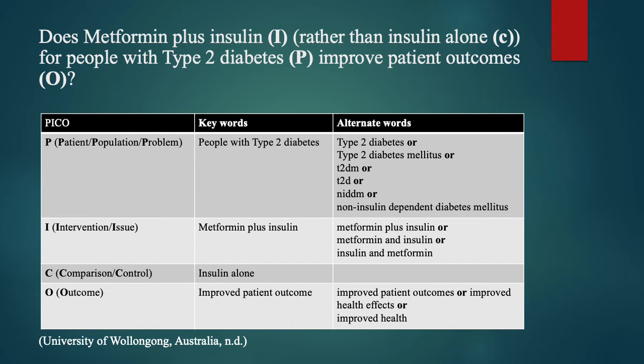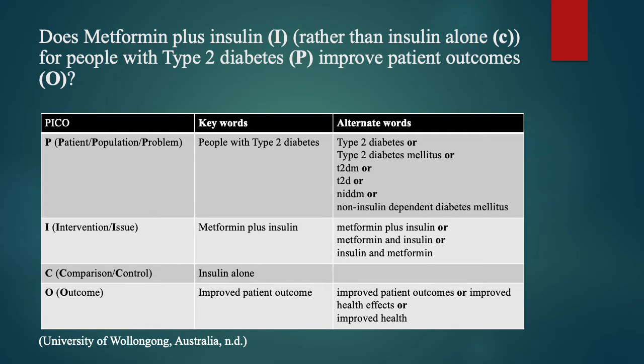The P in this question is people with type 2 diabetes. I is metformin plus insulin. The C is the insulin alone because I am comparing the metformin with insulin to insulin alone, and the outcome is improved patient outcome. After this was completed, I identified potential alternate words in relation to each keyword.